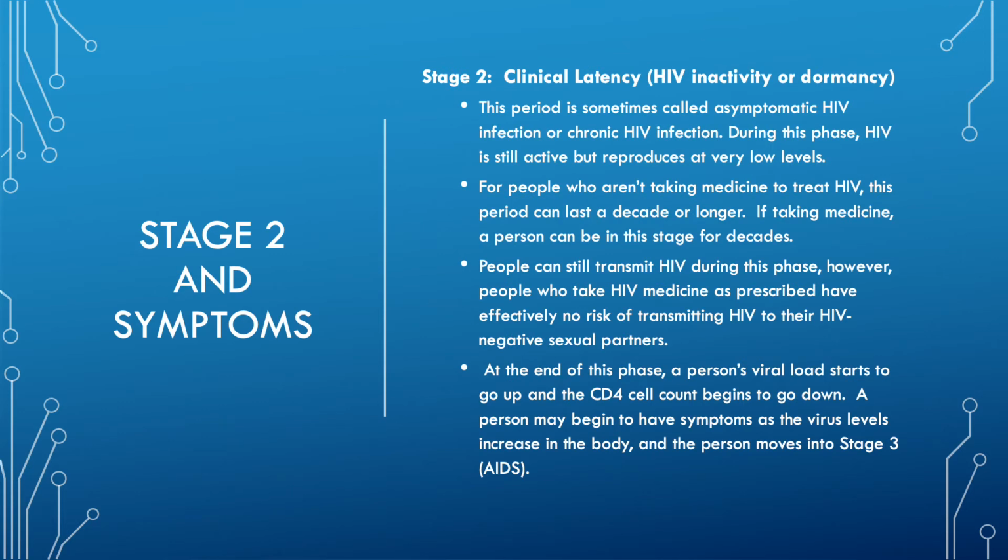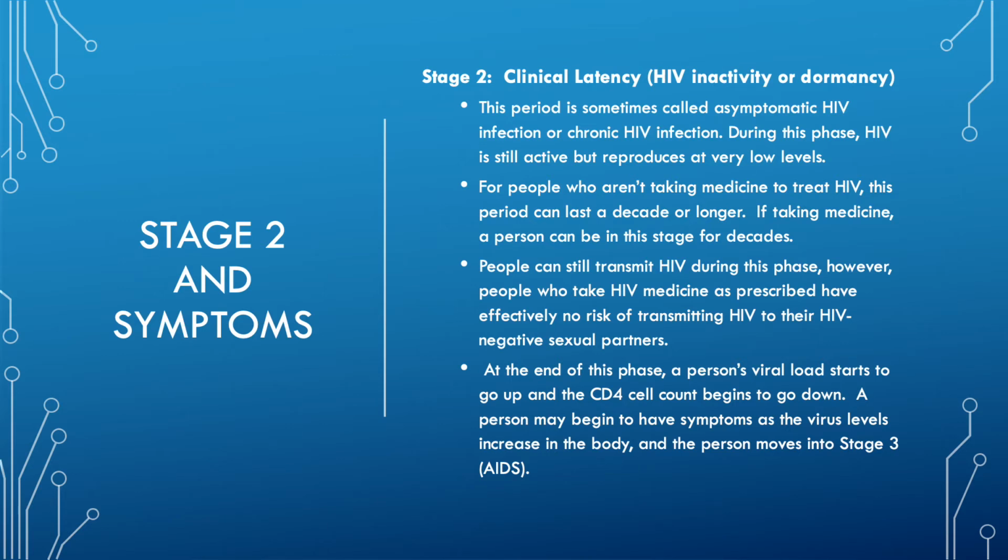Stage 2, clinical latency, also known as HIV inactivity or dormancy. This period is sometimes called asymptomatic HIV infection or chronic HIV infection. During this phase, HIV is still active but reproduces at very low levels. For people who aren't taking medicine to treat HIV, this period can last a decade or longer. If taking medicine, a person can be at this stage for multiple decades. People can still transmit HIV during this phase, however, people who take HIV medicine as prescribed have effectively no risk of transmitting HIV to their HIV-negative sexual partners.